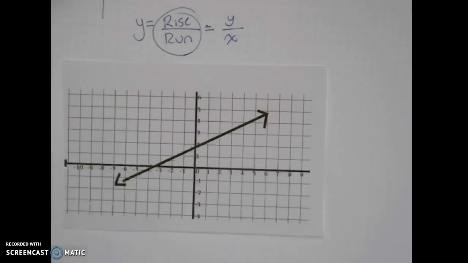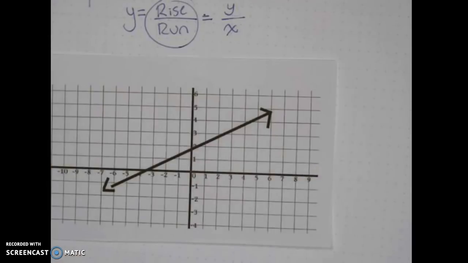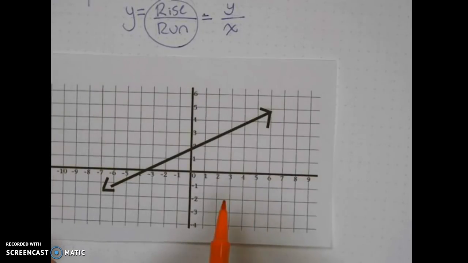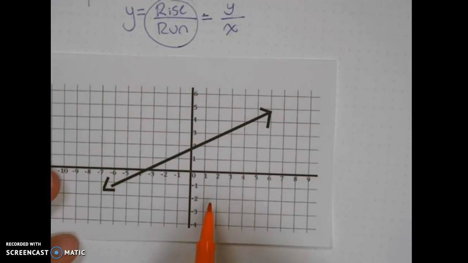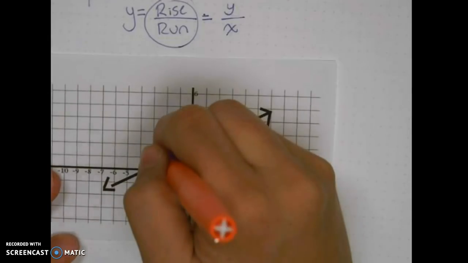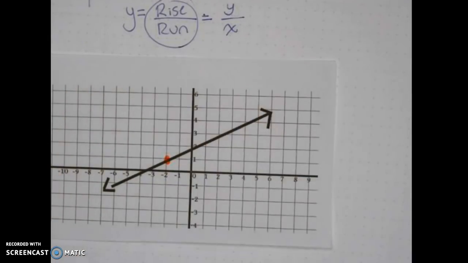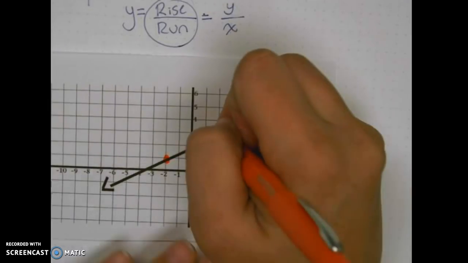Okay? So here we have our first graph. First thing you always need to do is make sure you plot some points on that line. Basically, finding anywhere where they connect right in the middle. So let's see. I have right here -2, 1. And then I have 2, 3.